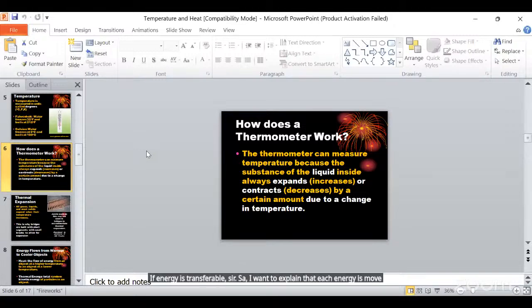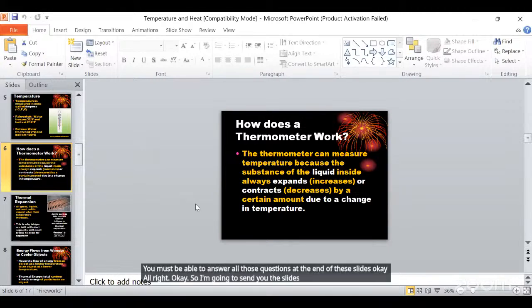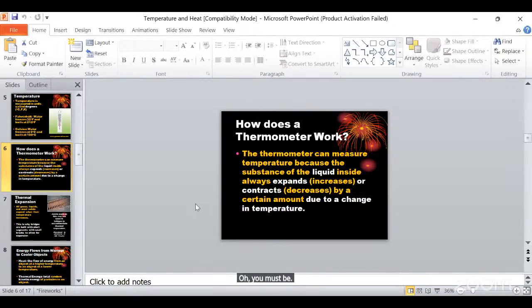By now, you must be able to answer all those questions at the end of these slides, okay? So I'm going to send you the slides. You must be able to calculate and do conversion of the units of temperature. And you must be able to answer one or two problems with respect to that. And finally, let me just give you one take home question now.